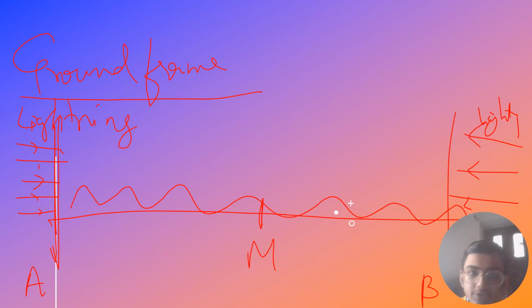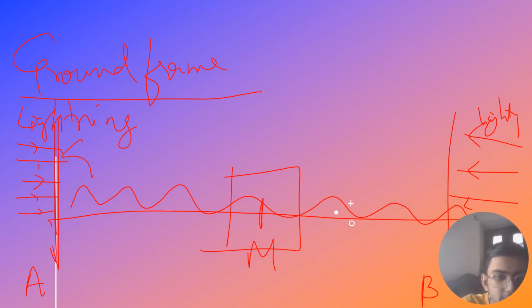Now what we will observe from the ground frame is the time taken by the lightning to reach this particular midpoint from both the ends. Suppose this lightning takes time t. Since it is lightning, it will travel with the speed of light. That's so obvious.